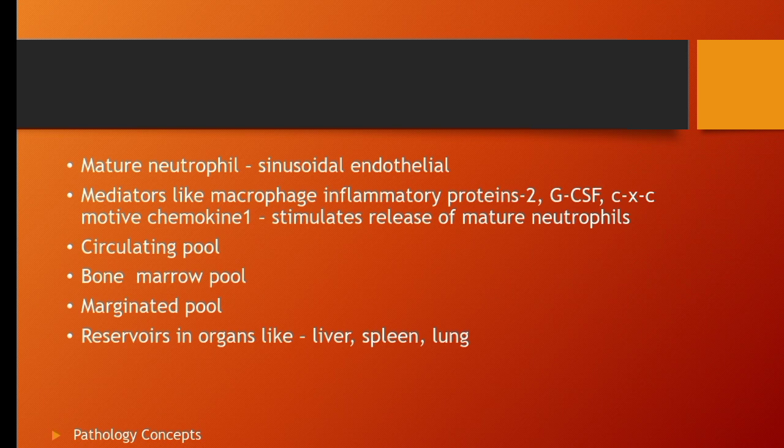Neutrophils circulating in the blood are called the circulating pool of neutrophils. Other pools are the bone marrow pool, when neutrophils receive anti-apoptotic signals in the bone marrow. Another is the marginated pool, which is loosely adhered to the endothelium of the venous blood vessels. And the last is the neutrophil reservoir in different organs like the liver, spleen and lung.